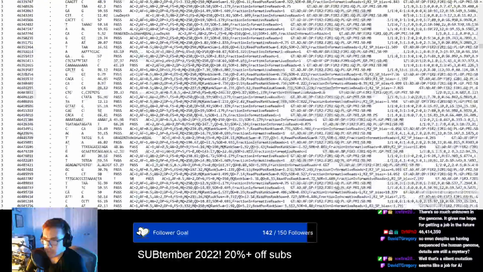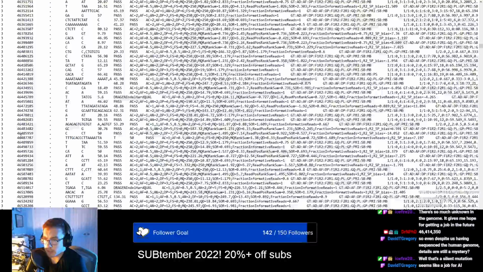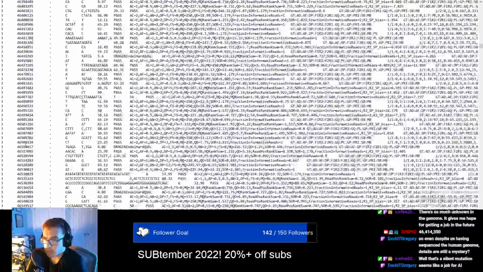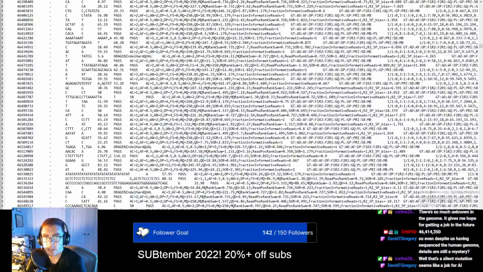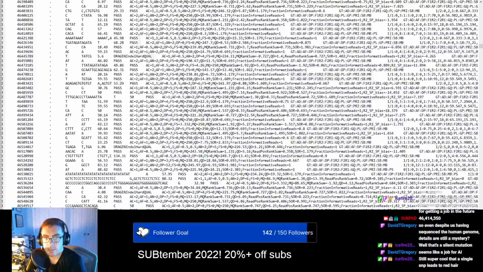So I really wish I knew the exact position of the delta 32 mutation. Delta 32 allele. If anyone knows off the top of their head exactly where it is.